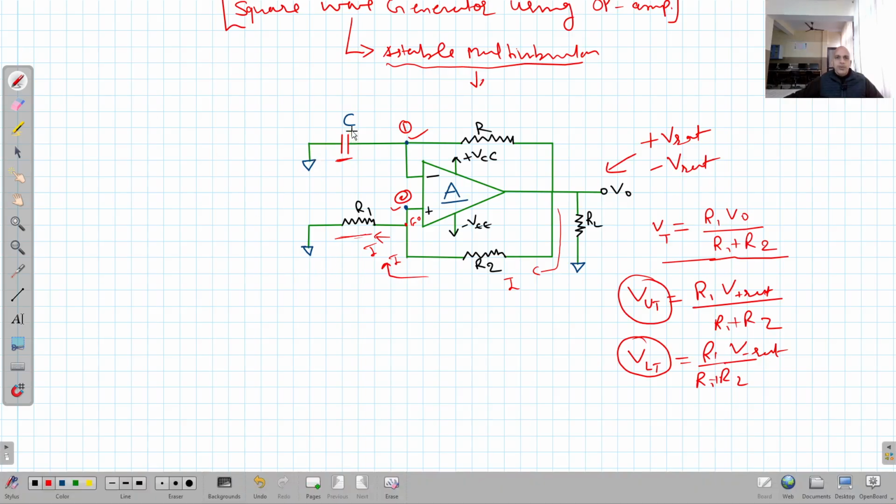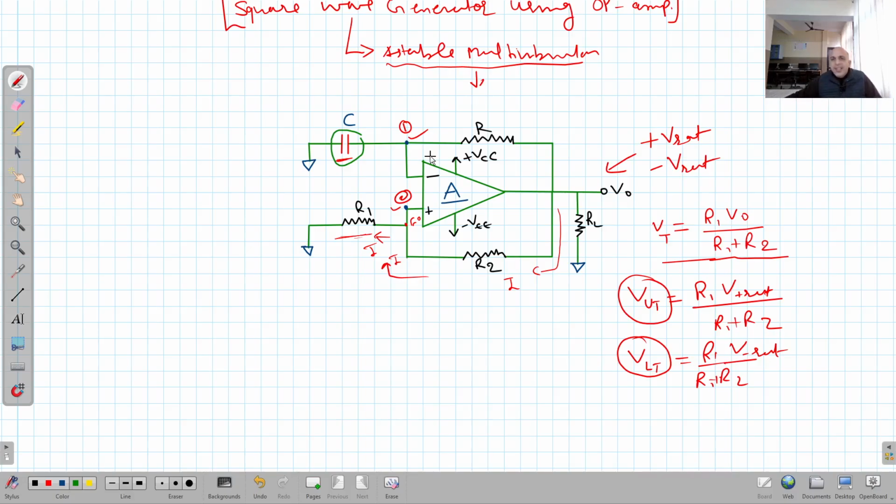So as I told you, the voltage appearing across the capacitor will be equal to the voltage appearing at this node 1, right? Now let's see how this comparison will work. Suppose when we switched on the circuit, initially the output can be either in positive saturation or negative saturation. We also know that the gain of the op-amp is very, very high.